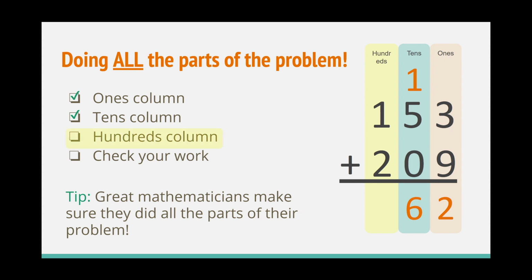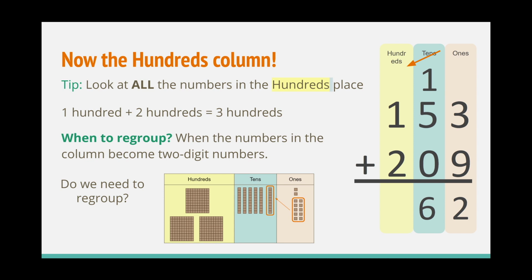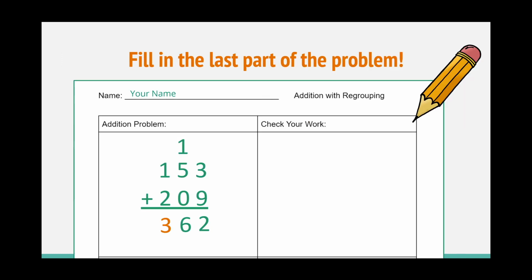All right, we're on to the hundreds column. Tip: look at all the numbers in the hundreds column. We have 1 hundred plus 2 hundreds equals 3 hundreds. Do we need to regroup? The answer is no, because 3 is a one-digit number. All right, fill in the last part of your problem on your paper.